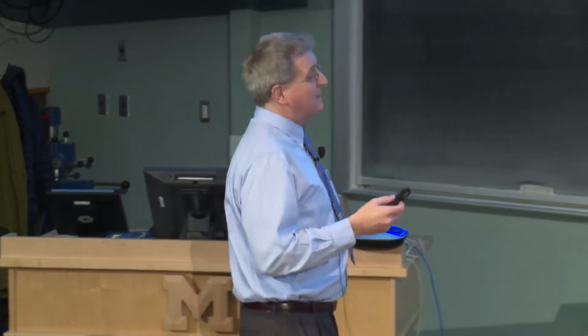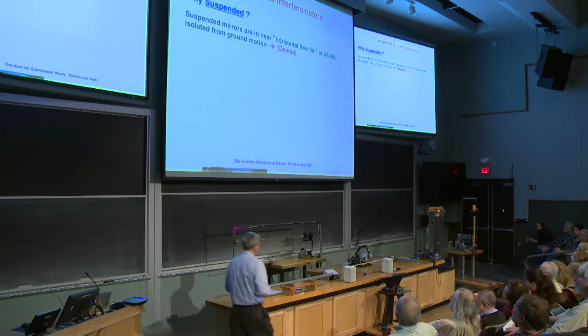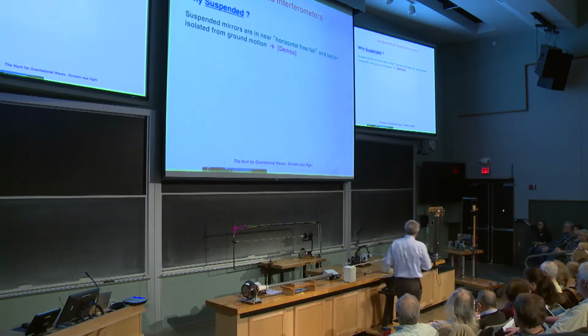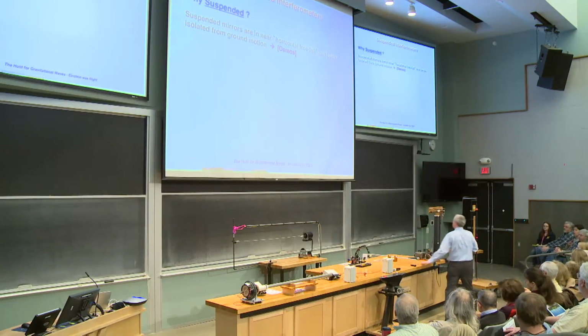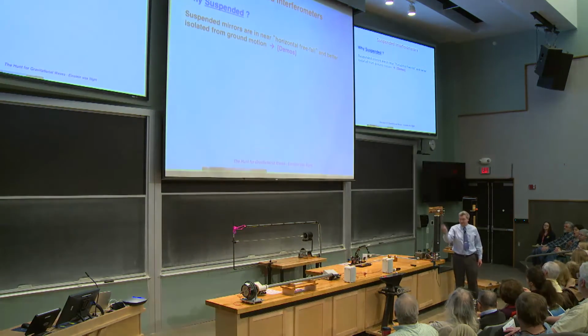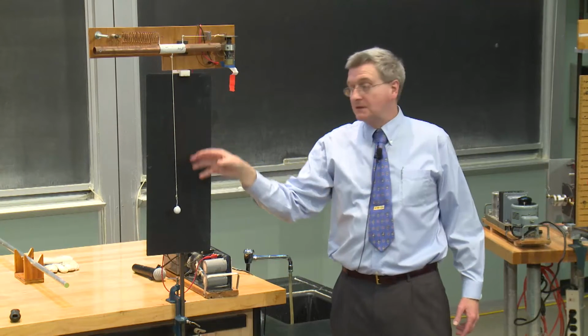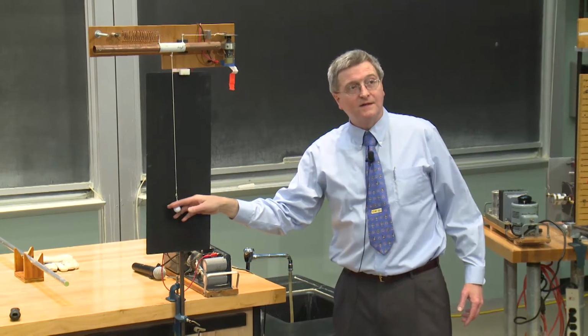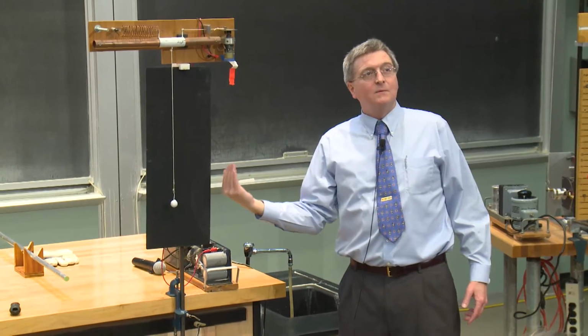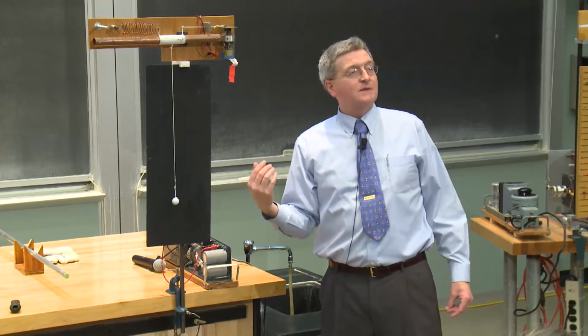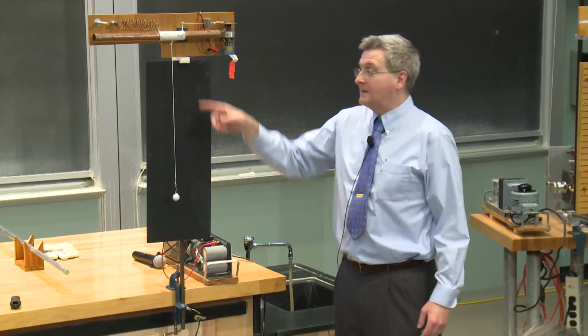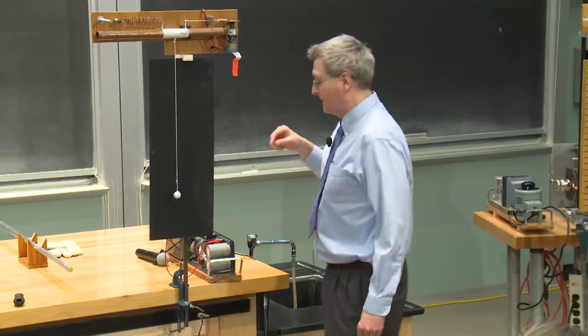So let me demonstrate why it's useful to suspend something. Here I have a little gadget where I can drive this pendulum, this little ball hanging here on the string. I can drive the support of the pendulum. Now, the mirrors that are in LIGO are suspended as pendula, and we're trying to use the mirrors that are hanging down here to detect a gravitational wave. We'd like that mirror to be isolated from the ground. And so one way to do that is to use a pendulum. So let me show you how that works.